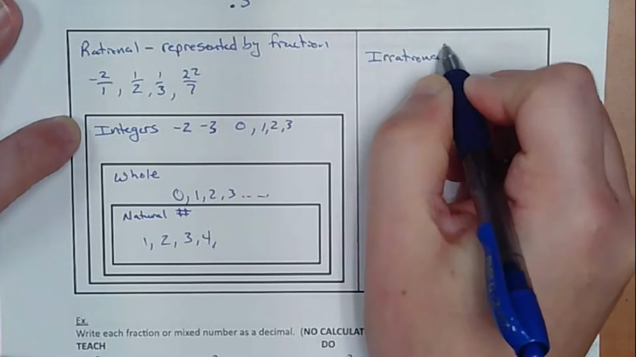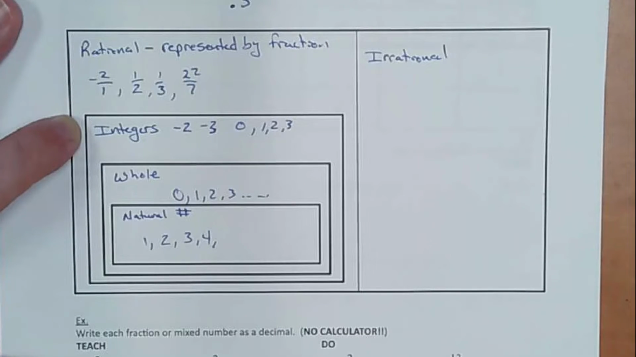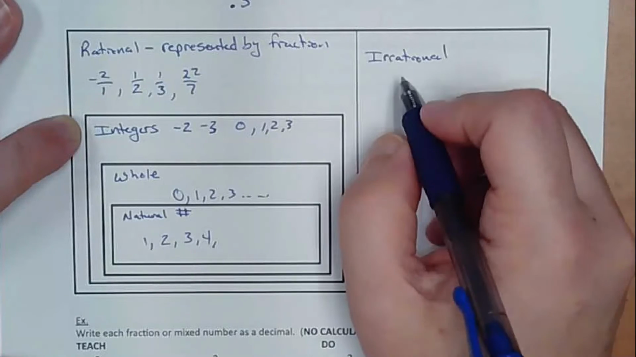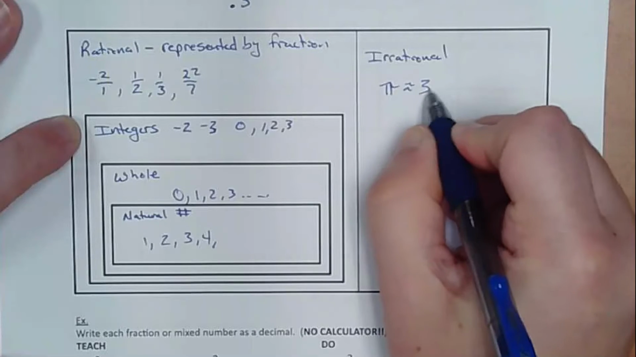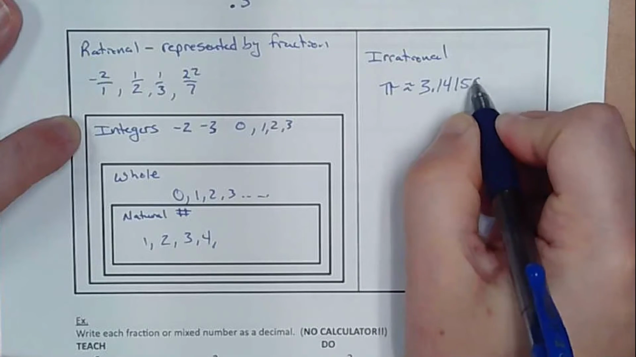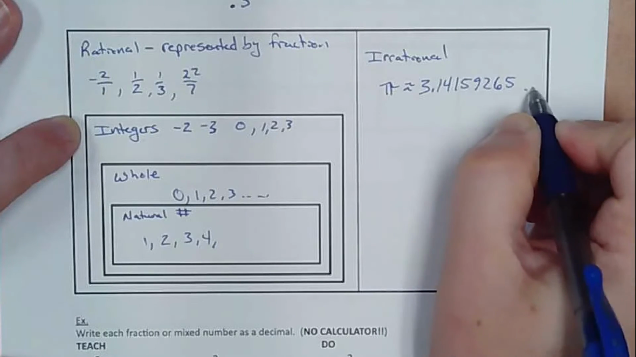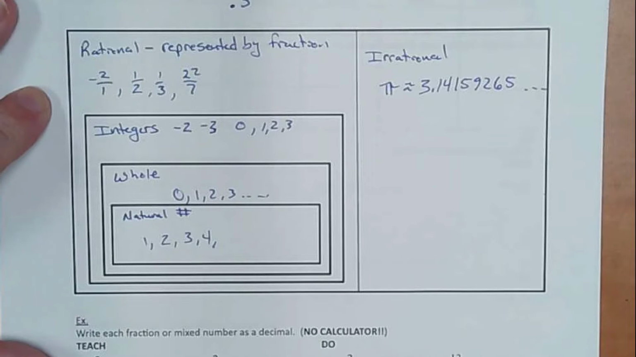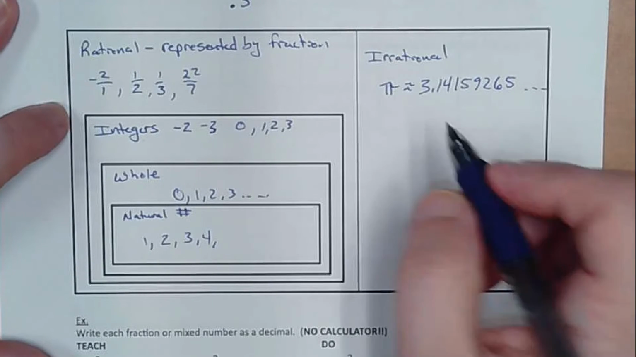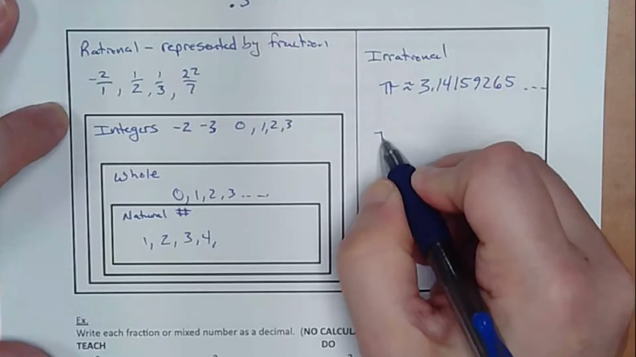Over here, we have irrational numbers. Means I can't write these things any other way. There's no way to put it as a fraction. Probably the most famous one is pi, and that's 3.14159265. You notice that those decimal places just kind of go all over the place. There is no pattern. It goes on forever and just never starts repeating.